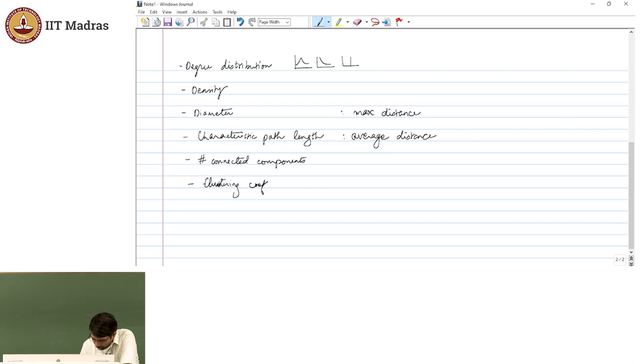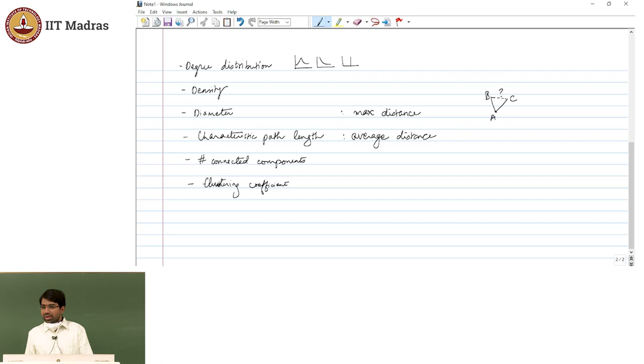This asks the question, if two people are connected, what fraction of their friends are connected? Or let me put it more simply, if A knows B and A knows C, what is the probability that B knows C? A and B are friends. Do B and C also know each other? If they know each other, this is a triangle. So clustering coefficient basically computes.